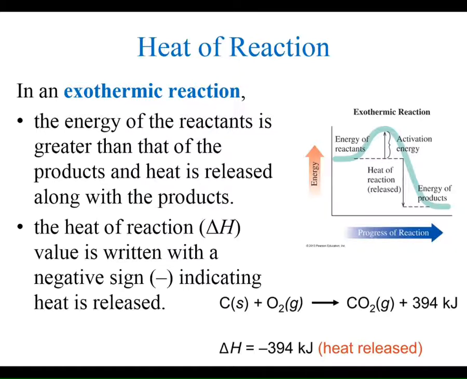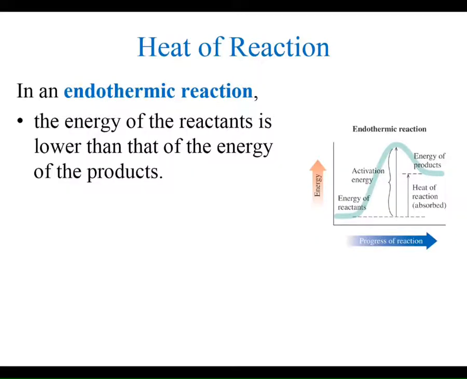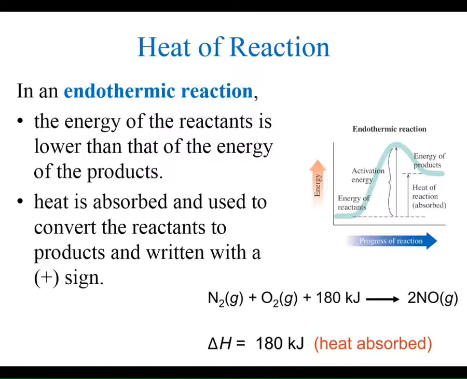The opposite, when it has to go uphill, the delta H will be positive. For example, this reaction, delta H is positive 180. So that means it has to absorb energy to go from here to here. So that would be endothermic. So when delta H is positive, it's endothermic. Delta H negative, exothermic. Delta H positive, endothermic. So negative, heat's lost. Positive, heat's gained.